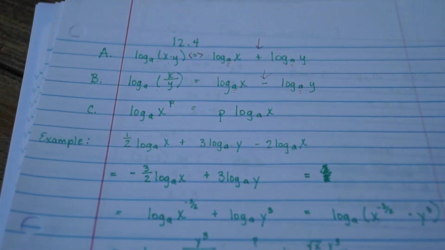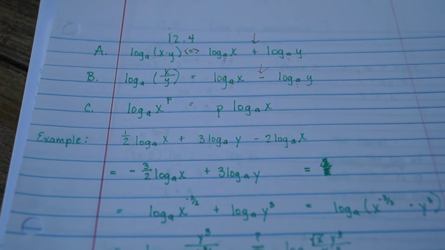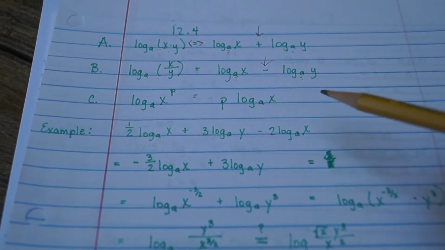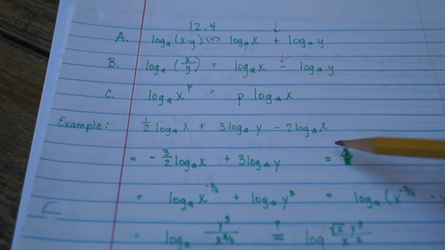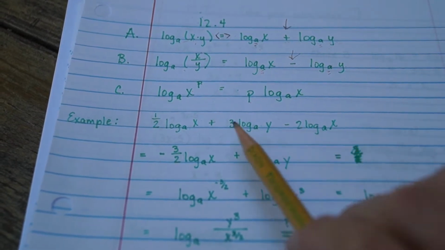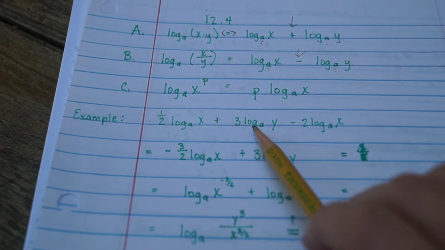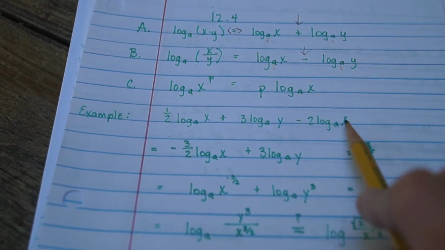So then I've chosen the hard examples. Most of your problems are actually easier than this, but I chose some of the tricky ones to go through so we'd have a little more practice. This first one is similar to, I think, number 21 in your work. They've given us this long log problem: 1/2 log base a of x plus 3 log base a of y minus 2 log base a of x.